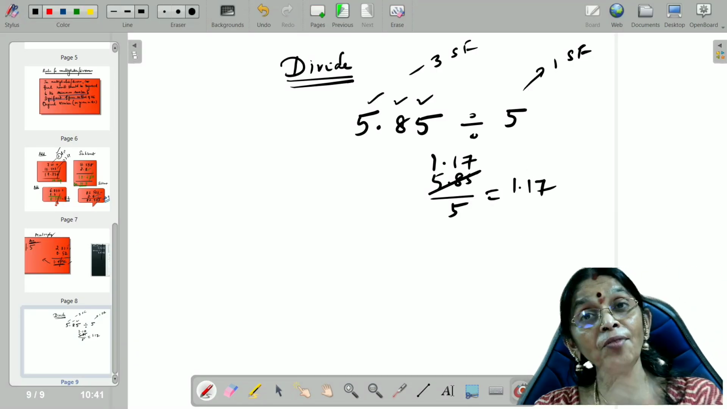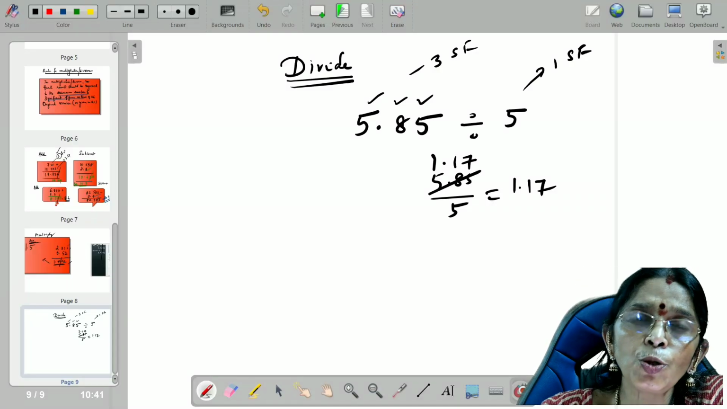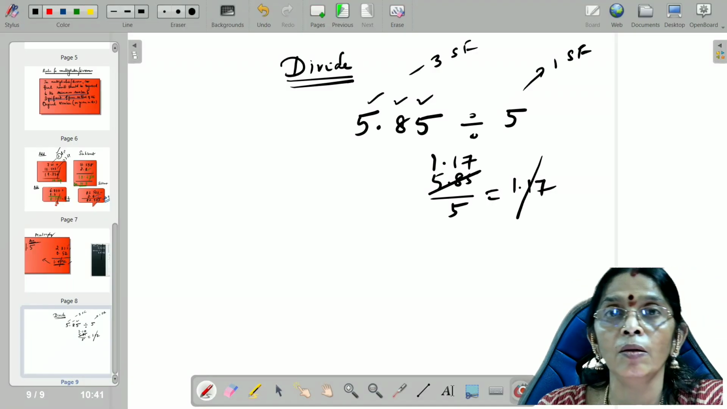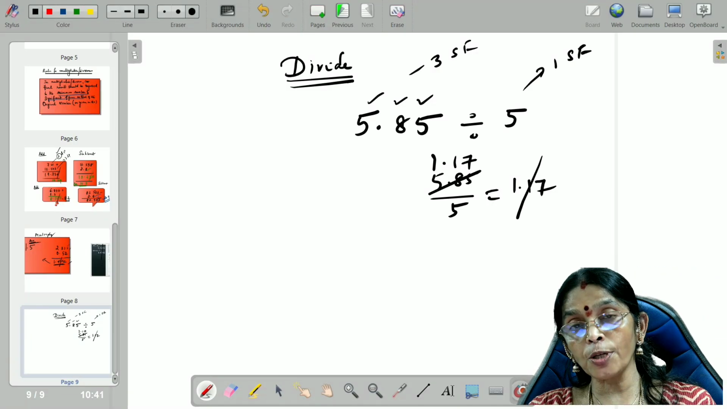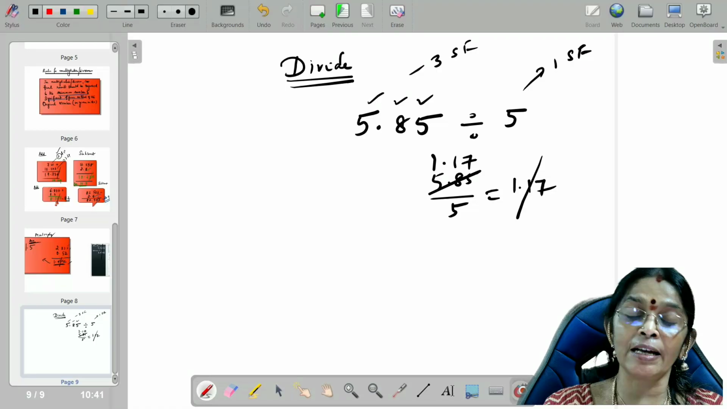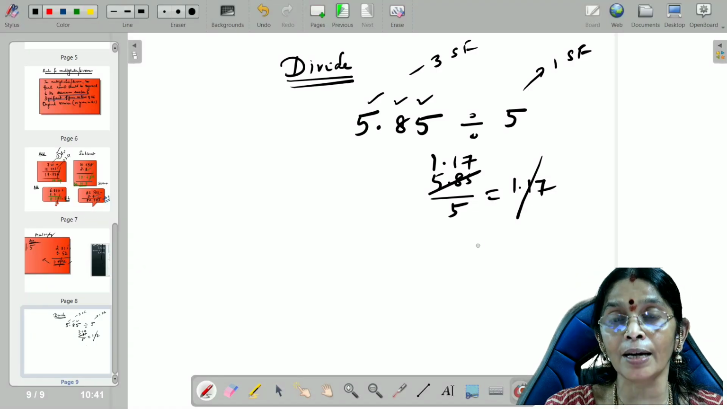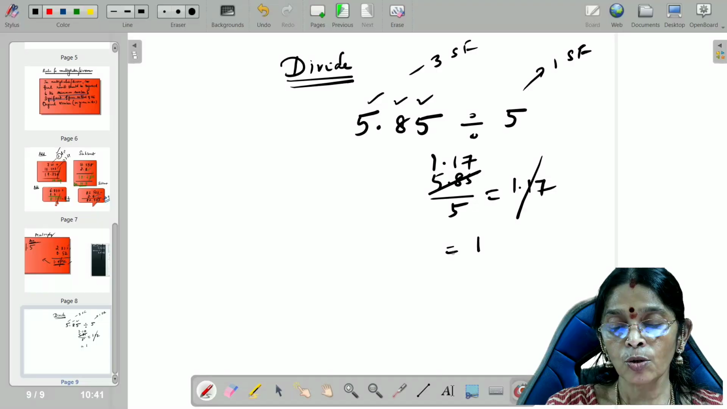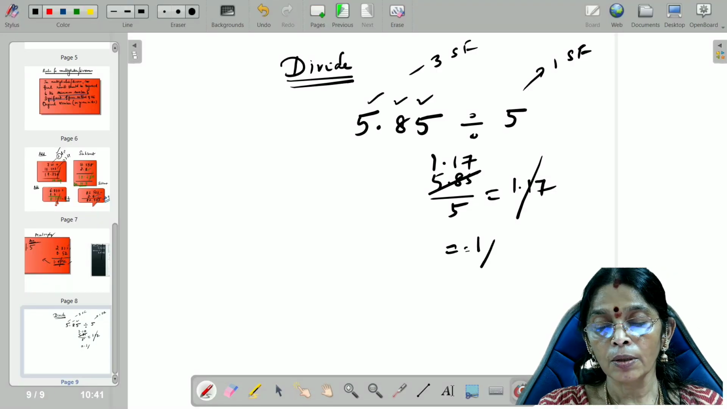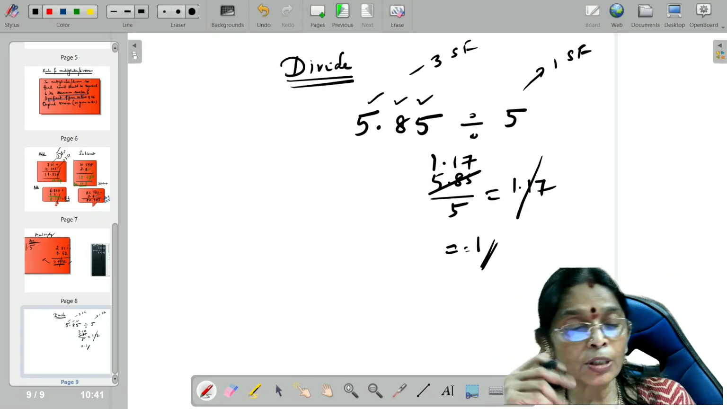But I have to give only one significant figure. What should I do? The digit to be dropped is 1. The digit to be dropped is 1, less than 5. The preceding digit is left unchanged. So therefore, what is the answer I have to give? 1 only. So the answer is equal to 1. Do you understand? So this is how we need to give.